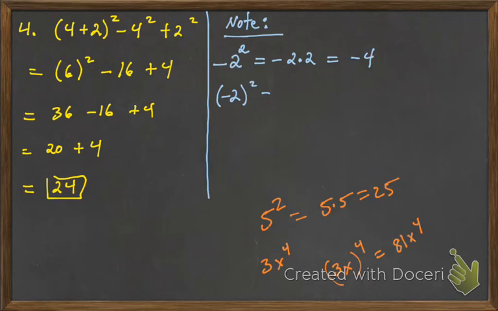So when I do negative 2 quantity squared, it's going to be negative 2 times negative 2, which is going to be 4 there. So we got to be a little bit careful there about parentheses and squaring and whatnot.